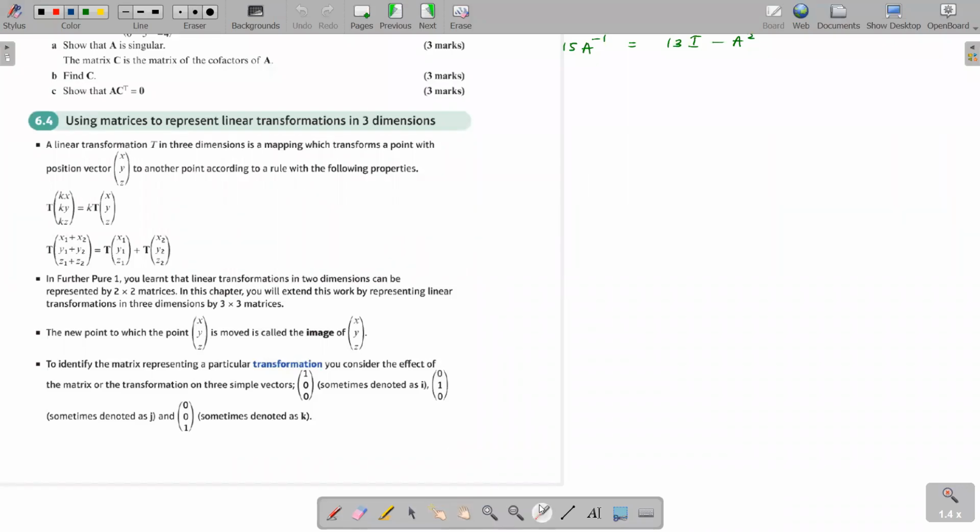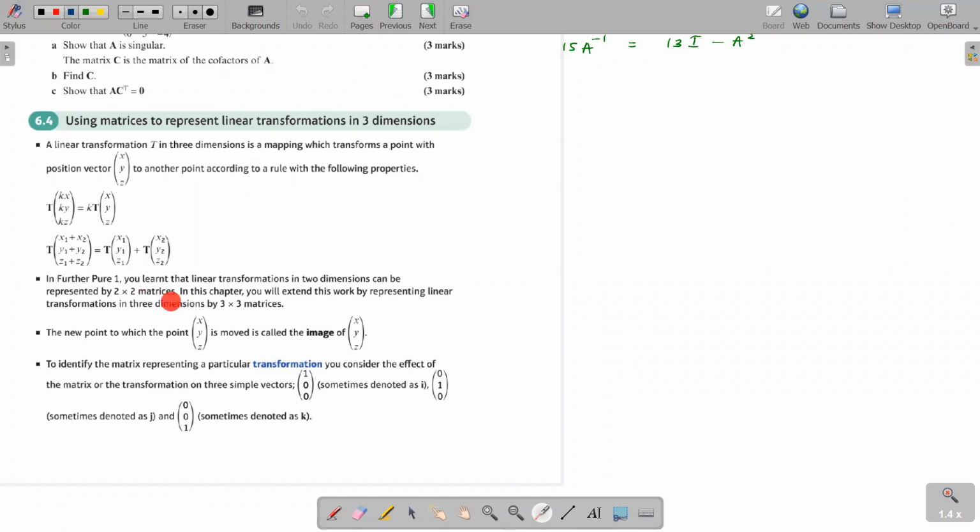Okay, so now we move on to the next part of our lesson in matrices. We are going to learn how to use matrices to represent linear transformations in three dimensions. In F1 you already learned about matrices in two dimensions, right? We learned about something called linear transformations in vector in F1. In F1, in further PO1, you learned that linear transformations in two dimensions can be represented by 2 by 2 matrices. Do you remember you used to do reflection, rotation by using the 2 by 2 matrix?